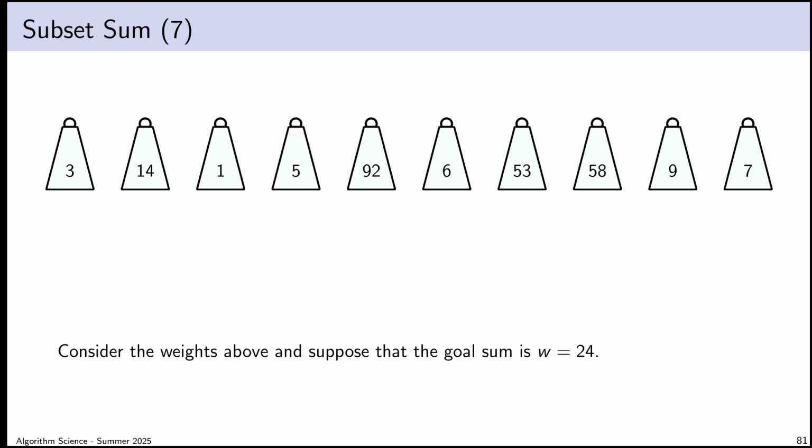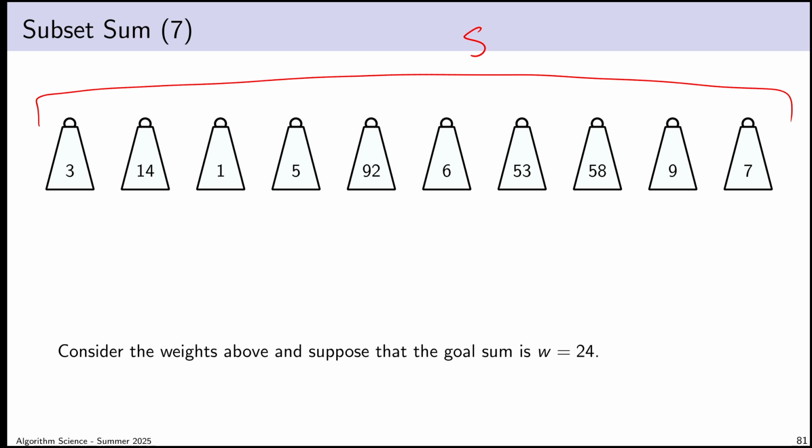Okay, consider these weights and suppose that my goal sum is 24. As I mentioned earlier, because in my head this is all about weights on a scale, I'm going to call the individual elements of S weights. So be prepared for that. I tried to train myself not to say it that way, but I was unsuccessful by the time I started recording this, so we're going to call them weights. Suppose my goal sum is 24.